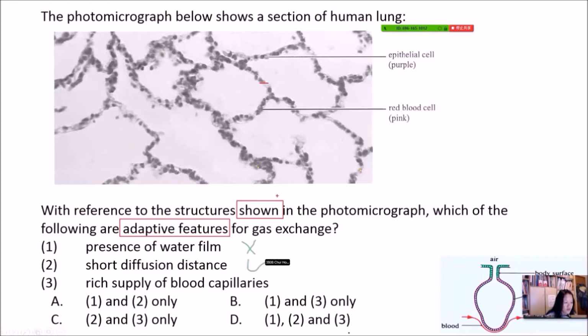Yes, 13. How about rich supply with blood capillaries? This diagram is black and white, therefore it has some hints. I'm not sure whether the original diagram in the public exam is a colored one or not. But if you see the hint like this, this can be shown.